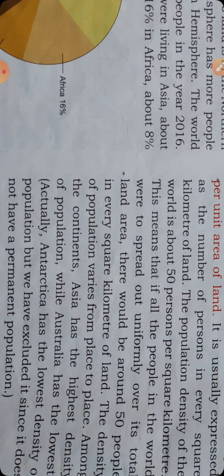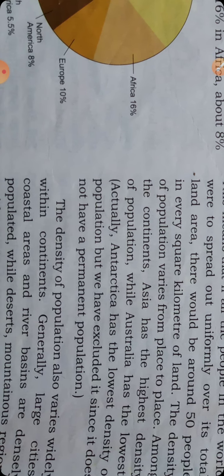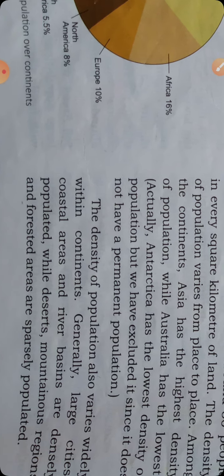The density of population varies from place to place. Among the continents, Asia has the highest density of population, while Australia has the lowest. Actually, Antarctica has the lowest density of population, but we have excluded it since it does not have a permanent population. As we have seen in class 7, Antarctica is used only for research purposes. It is not used for living. Only scientists go there. So Antarctica is excluded, and Australia has the least population, while the Asian continent has the largest population.